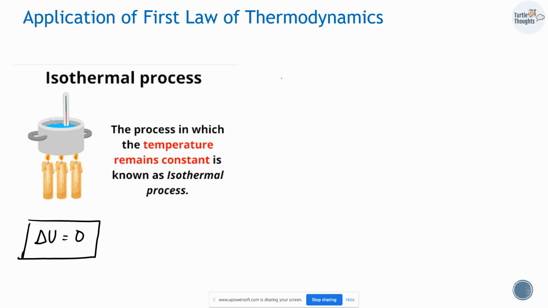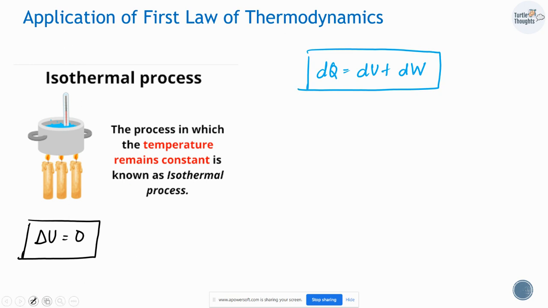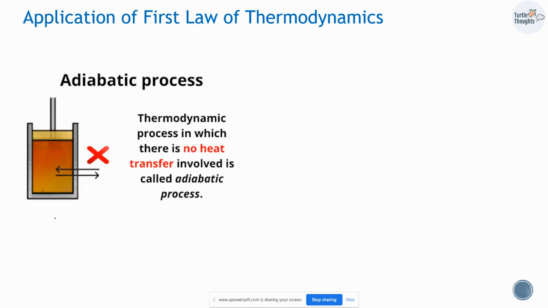Now, substituting the same in dQ is equal to dU plus dW, the first law of thermodynamics, anyway delta U is equal to 0. So I will be getting dQ will be equal to dW. So I can write, heat supplied in the isothermal process is used to work against the surroundings. So here the heat supplied is going to be equal to the work done in case of isothermal process.